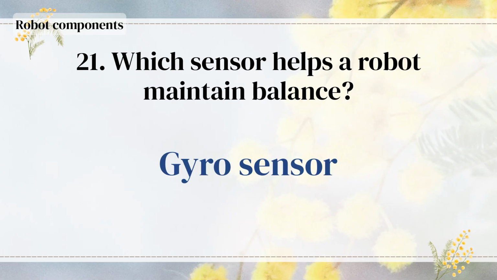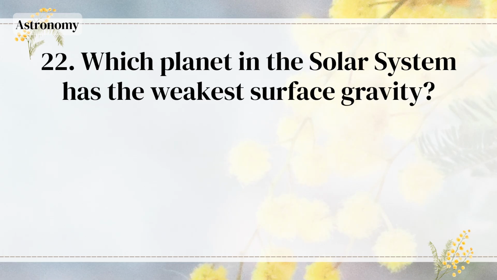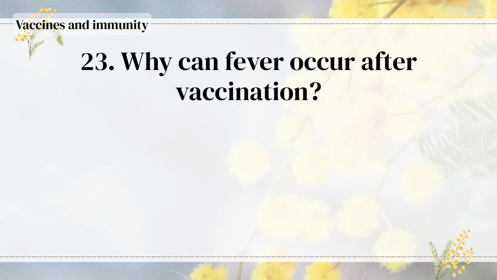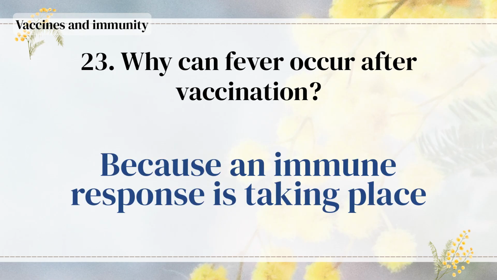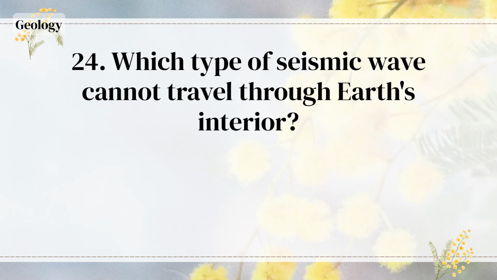Gyro sensor. Which planet in the solar system has the weakest surface gravity? Mercury. Why can fever occur after vaccination? Because an immune response is taking place. Which type of seismic wave cannot travel through Earth's interior?